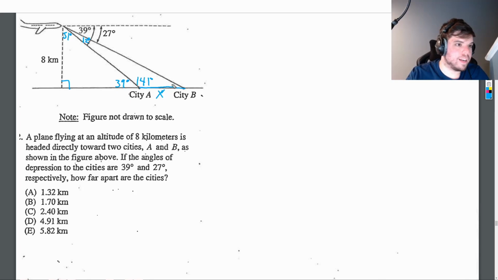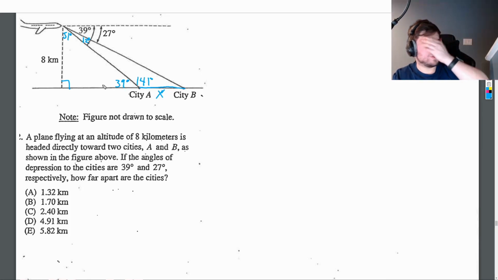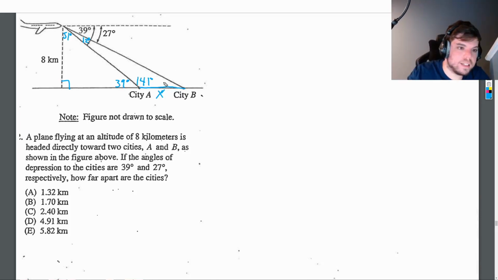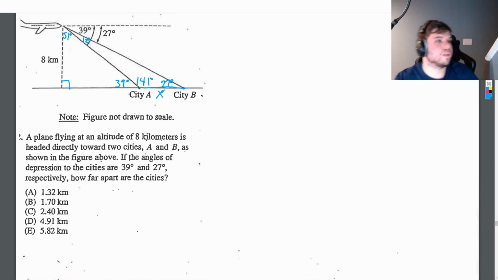I think we could have gotten that faster, but we could have added 51 plus 12 and just done that. But okay, so 141 plus 12 is 153, which means we need 27 more degrees to get to 180. So that's 27 degrees. 51 plus 12 is 63, which means we need 27 more degrees to get to 90. So yep, that all works.